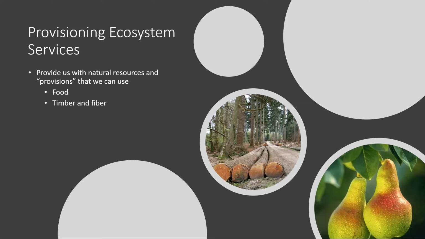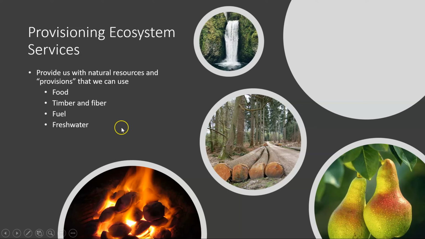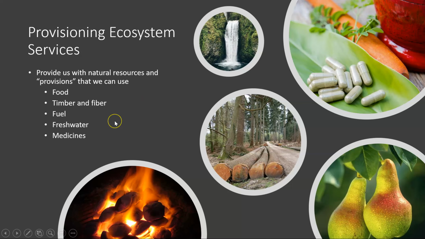We have timber and fiber, like I mentioned before, that we get from forests. Fuel, so we can use wood and wood products for heating our homes or cooking, right? We also get fresh water, a very important resource. And medicines, so we can extract certain compounds from plants, especially to produce medicines. All of these are provisions that we can utilize for direct human benefit that are provided just naturally in our ecosystems.